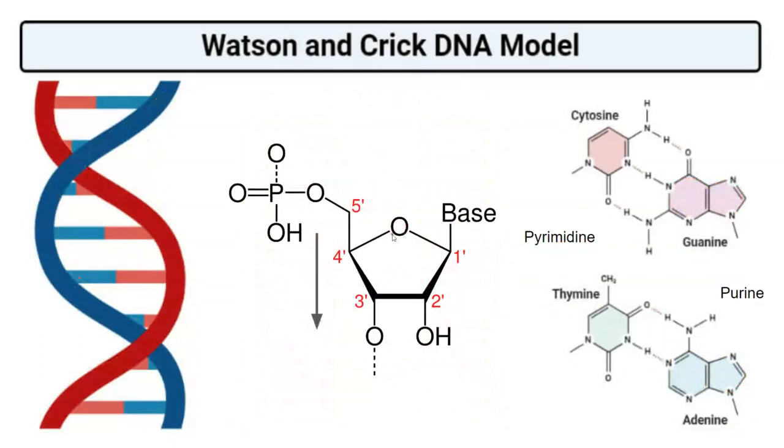Well, each sugar has 5 carbons. Carbon 1, carbon 2, carbon 3, carbon 4, and carbon 5. And any polymer or enzyme is always going to move from the 5' to the 3' direction, this way. So we always say that the sugars are pointed from the 5' to the 3' direction.